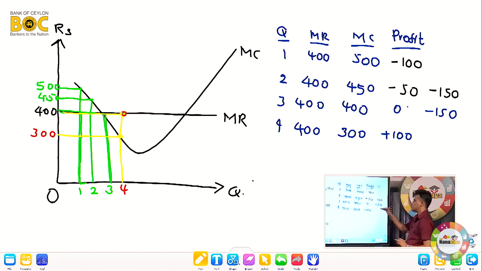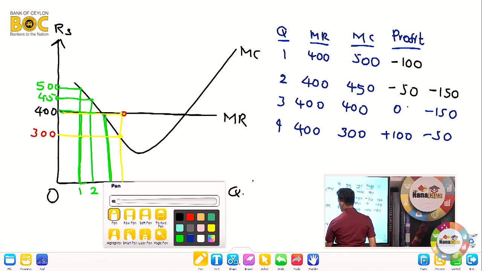So, with the first 3 units, they were already at a loss of 150. From the fourth unit, they are generating a profit of rupees 100, and when that is set off, their loss will go down to 50.